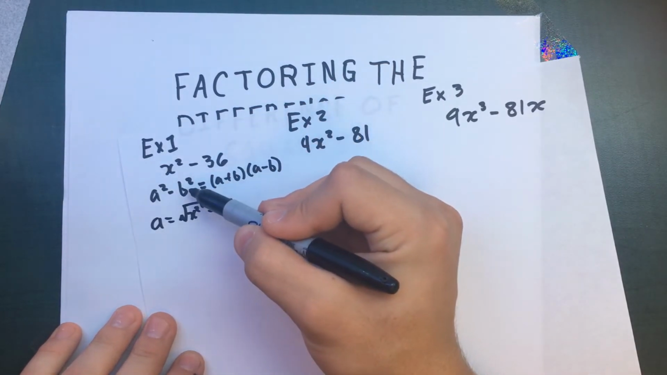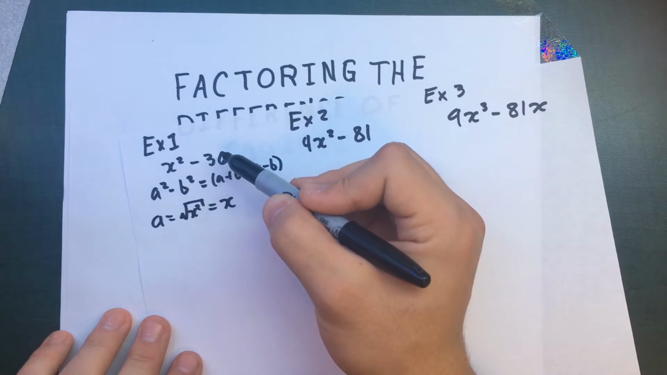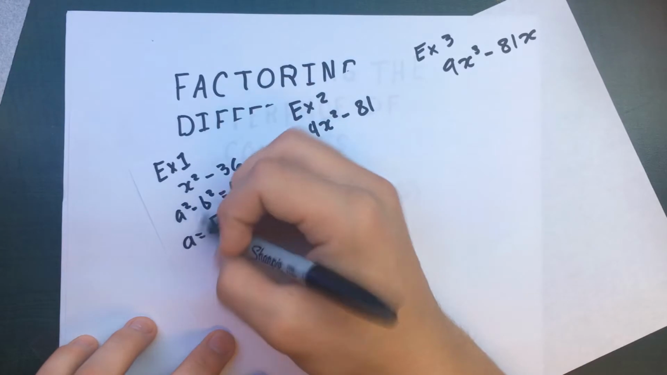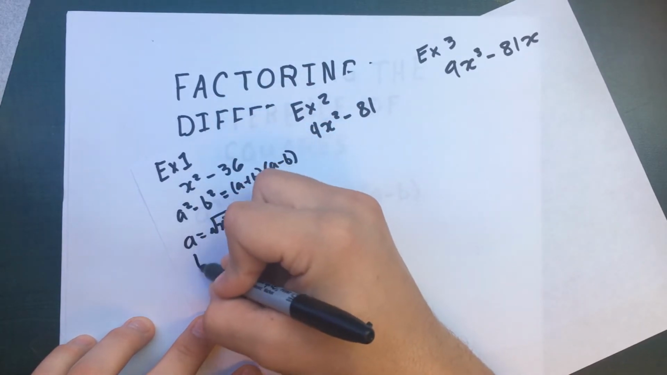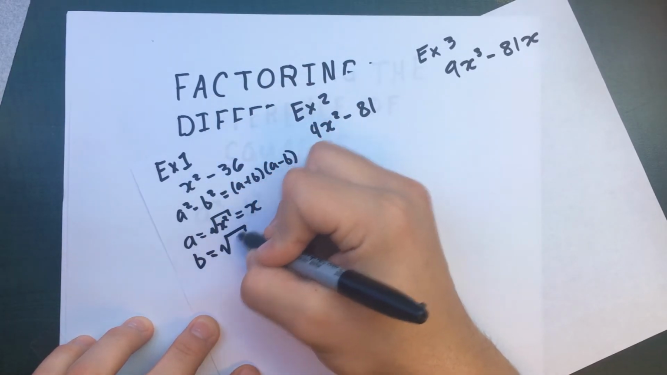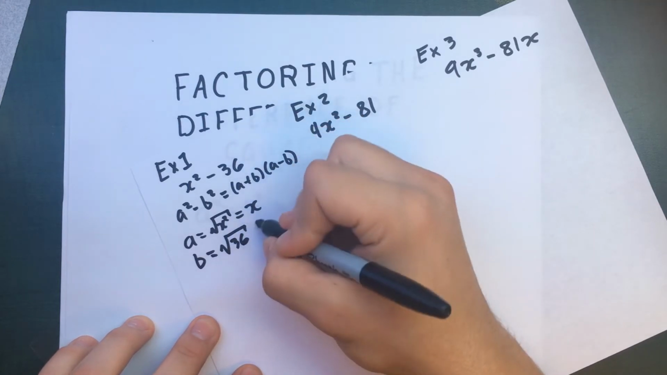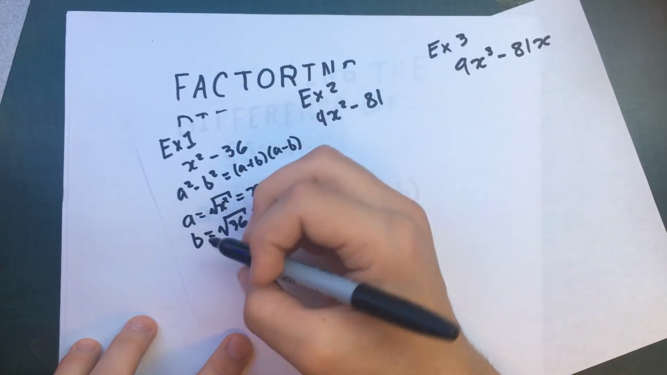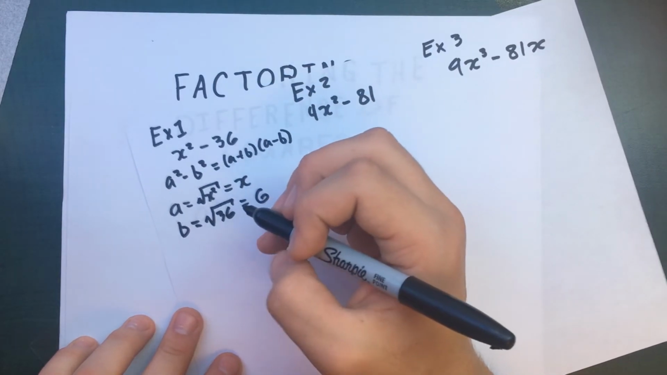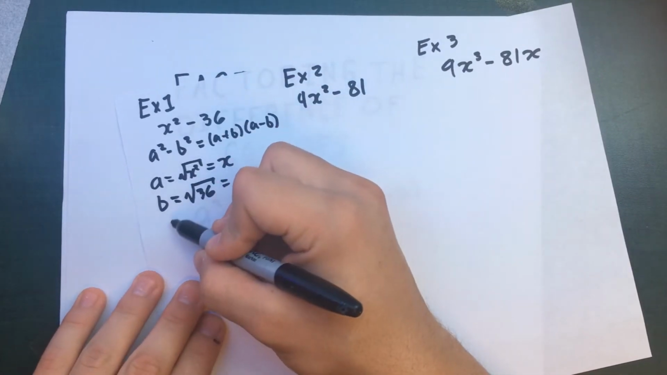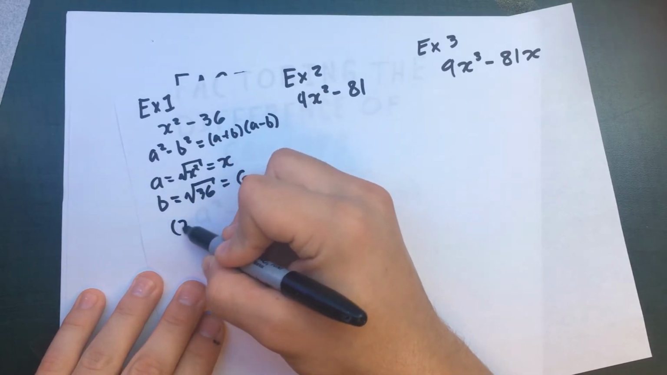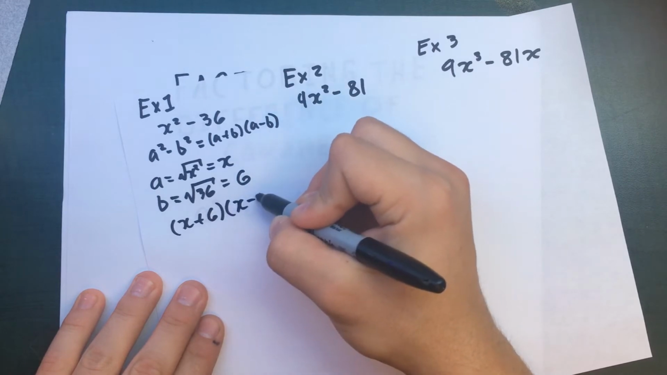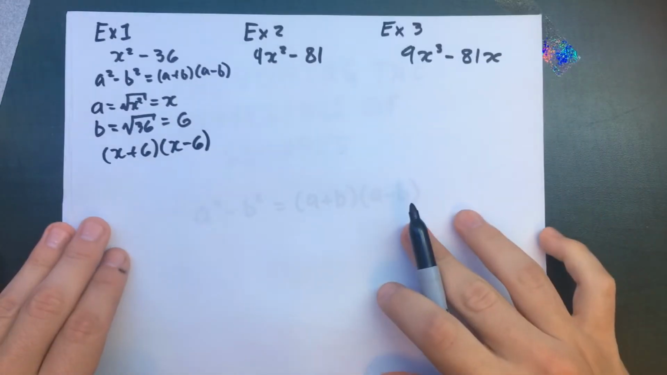For our second term, which is b squared, it's equal to 36. So to solve for b, we can take the square root of b squared, which in this case is 36. So b is equal to the square root of 36, which is equal to 6. If we sub these values into the second part of our formula, we find that the factored form of x squared subtract 36 is equal to x plus 6 times x subtract 6.